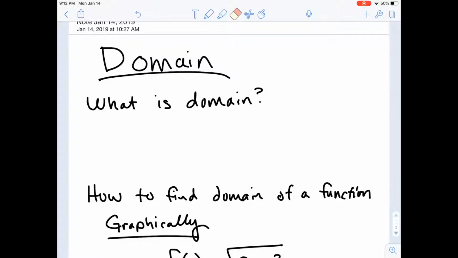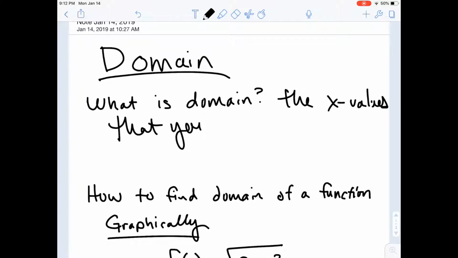But like I said, what is domain? The domain is the x values. That's a terrible writing of that. Values that you can use in an equation.